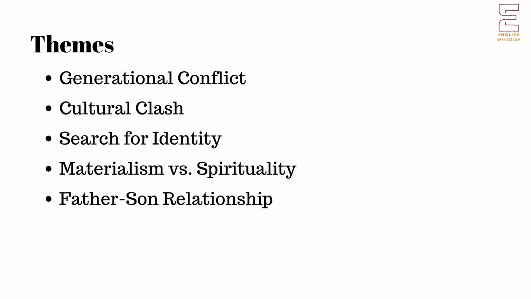Themes: generational conflict, clash of values. The novel vividly portrays the conflict between Jagan's adherence to traditional Indian values and Mali's pursuit of modern, westernized aspirations. This generational clash is central to the story, reflecting the broader societal tensions between the old and the new. Impact on relationships. This theme also explores how generational differences impact familial relationships, particularly the strained bond between Jagan and Mali.